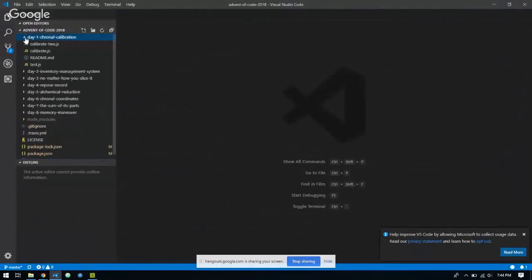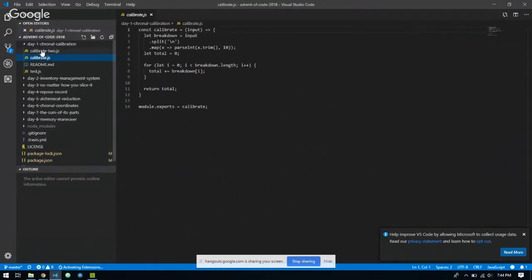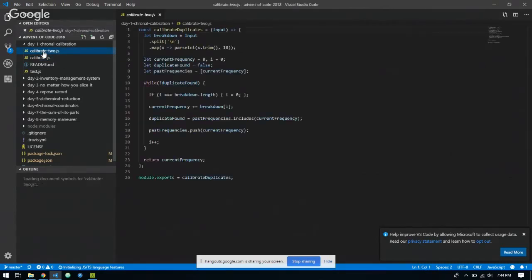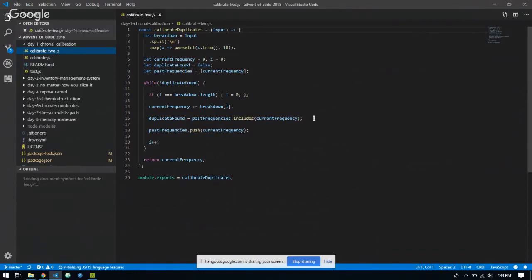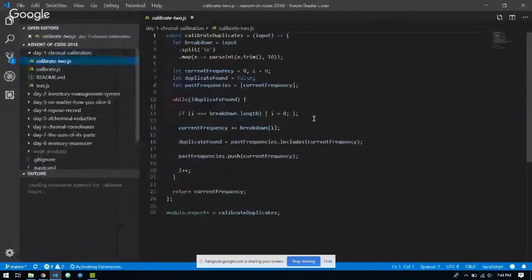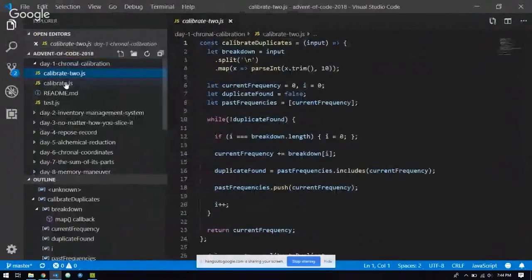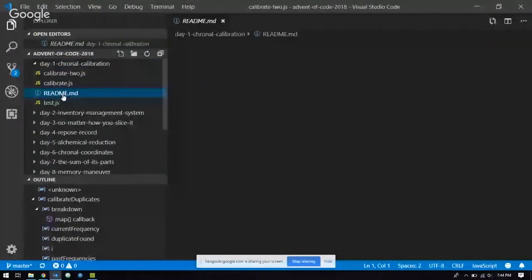So what I like to do for each day, I would name the file, right? So this would be part 1, and then usually the part 2 solution would be the same name with a 2. Hopefully it's a little easier to read. I'd have a README, just again, to remind me. But this is the important part here.